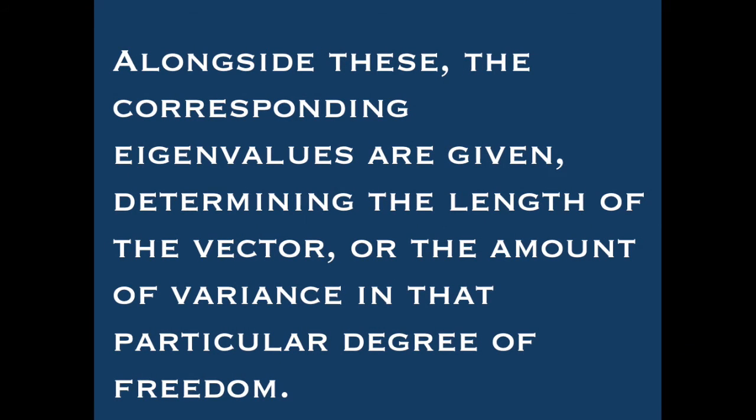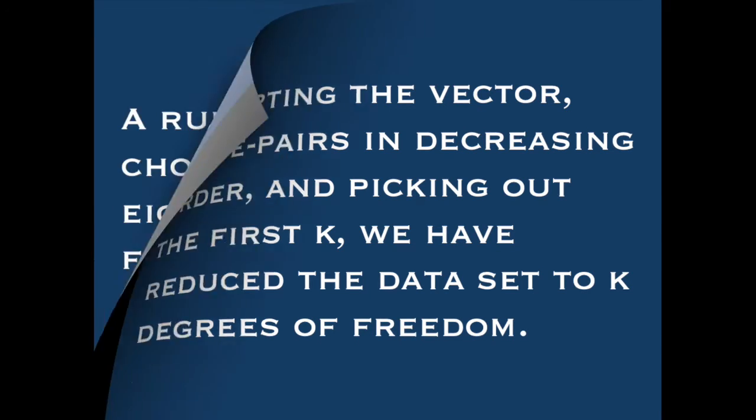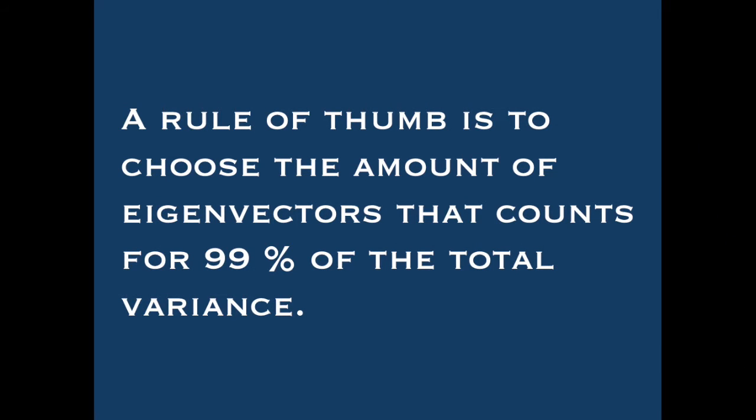Alongside these, the corresponding eigenvalues are given, determining the length of the vector, or the amount of variance in that particular degree of freedom. By sorting the vector value pairs in decreasing order, and picking out the first k, we have reduced the data set to k degrees of freedom. A rule of thumb is to choose the amount of eigenvectors that accounts for 99% of the total variance.